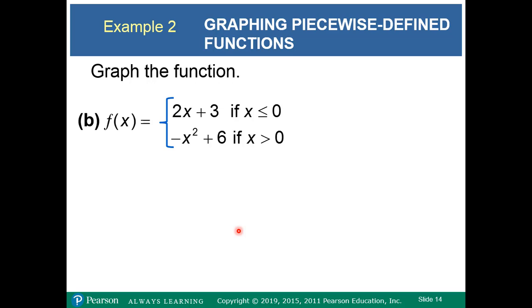Now, what about this one? What we have here is a straight line here, and then we have a quadratic here. So we're going to have something that looks like a partial parabola, and then the other piece is going to be a straight line. So it's going to go from 0 to negative infinity for this one, and then everything that's positive for this one.